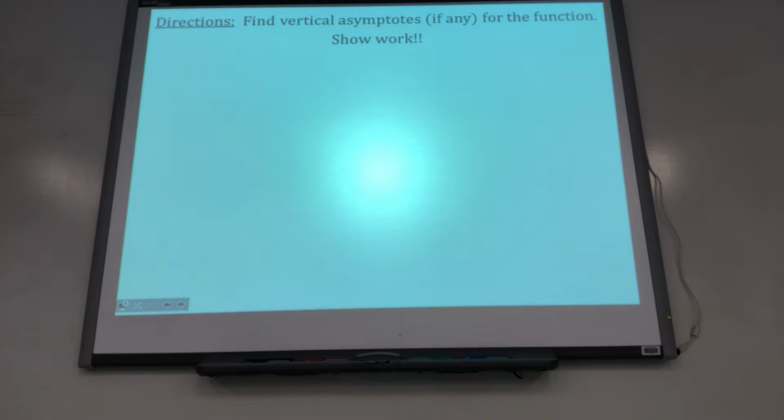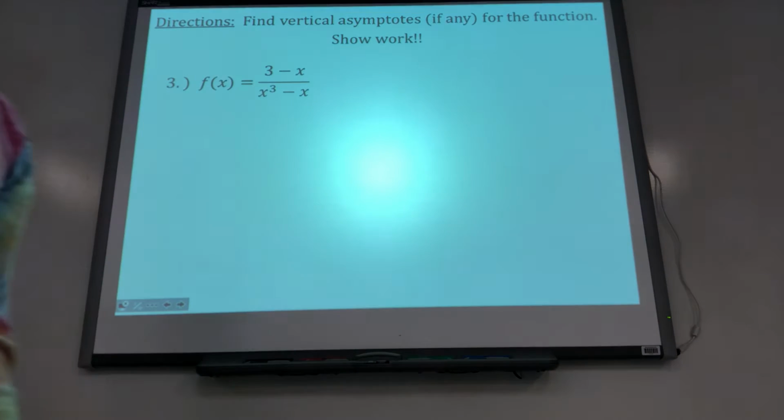Find vertical asymptotes, if any, for the function. I put show work. I mean, I know you can see them on a calculator, but you'll have to also be able to do it by hand. So show algebraically how you're getting these x's. Alrighty, here's the first one. This is number 3 on the day. F of x equals 3 minus x over x cubed minus x.